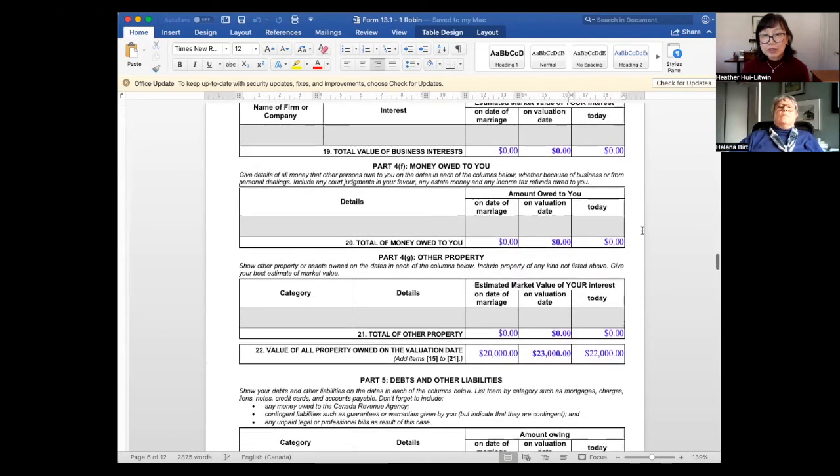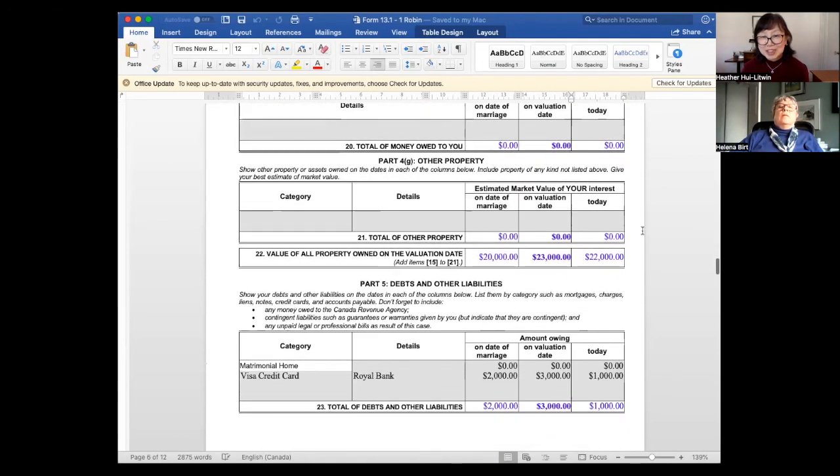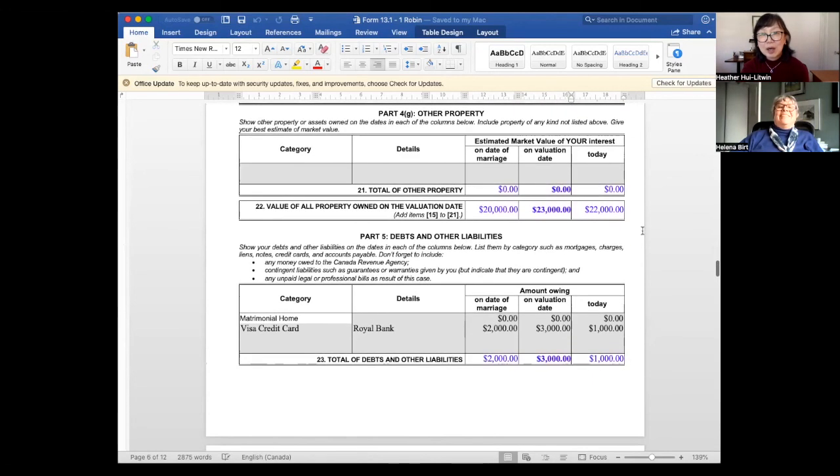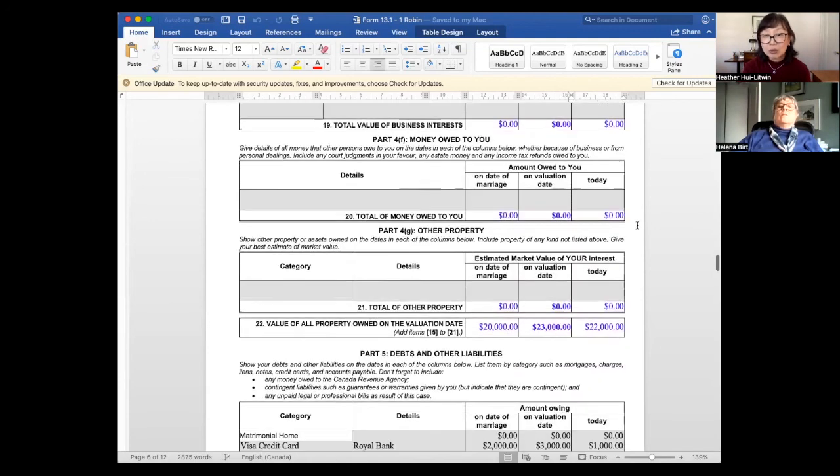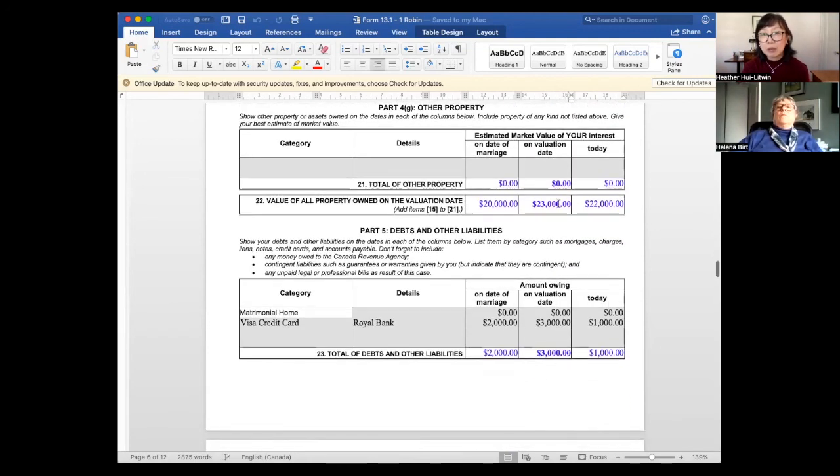Okay, again, remember we said our situation is very simple, so we're skipping a lot of these sections. And here, okay, so let's talk about line 22. This is telling me add items 15 to 21. So all you have to do is go back to the top to look at what your values are at 15 and 21, and you add them up, and then this is how we come up with these numbers here.